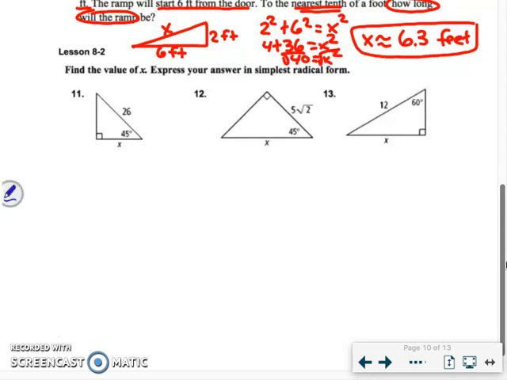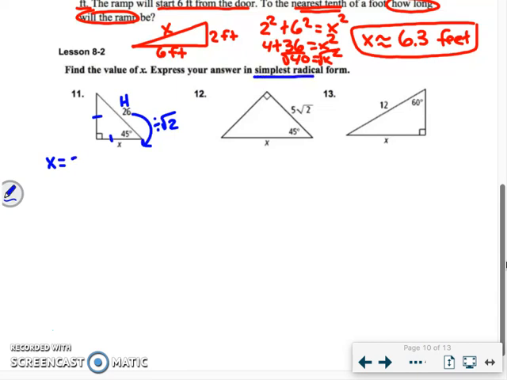So if we have a 45, 45, 90, that means that we have a right isosceles, which means the legs are the same length. So we had a little shortcut. If this is the hypotenuse and we're going to a leg, we would divide by square root of 2. So these are shortcuts. They're intended to be fast, but we have to make sure we answer in simplest radical form, so no decimals right now.